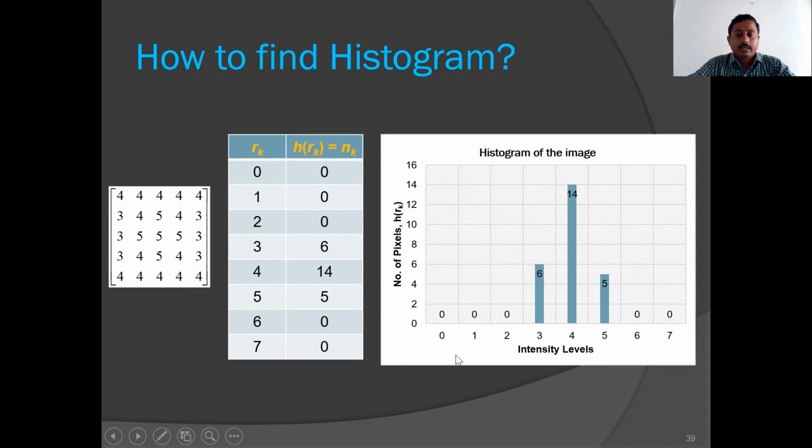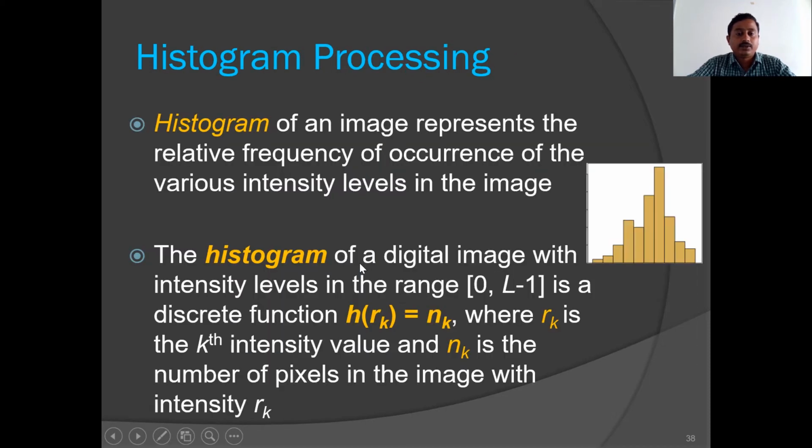On the x-axis we have the intensity levels possible for that image. This image was a 3-bit image, so the possible intensity levels were from 0 to 7. On the y-axis we have the number of pixels, which is represented by this function h of rk, and which is known as the histogram. So let us see the definition of histogram.